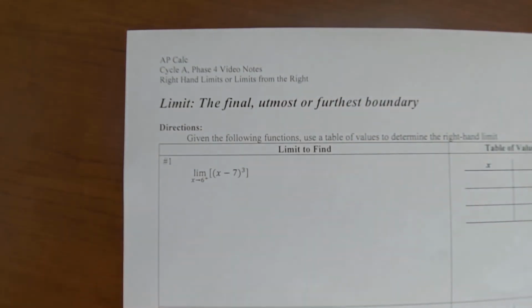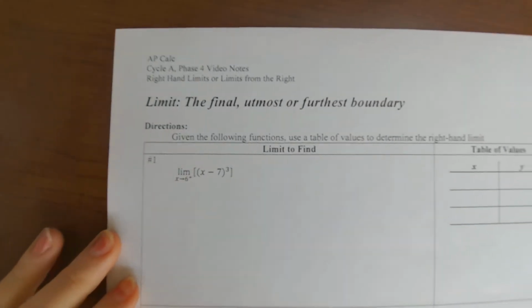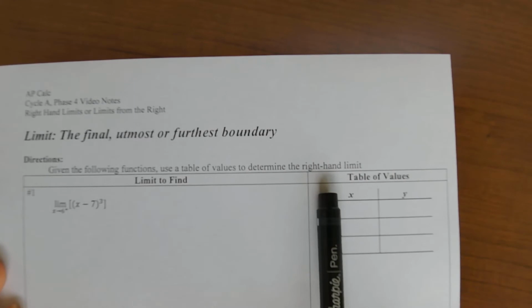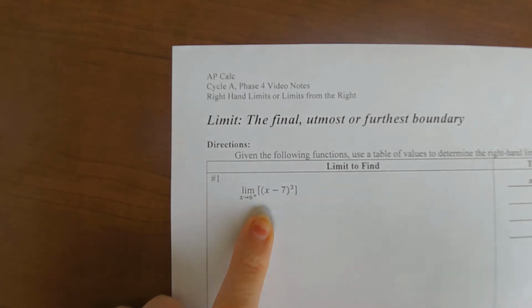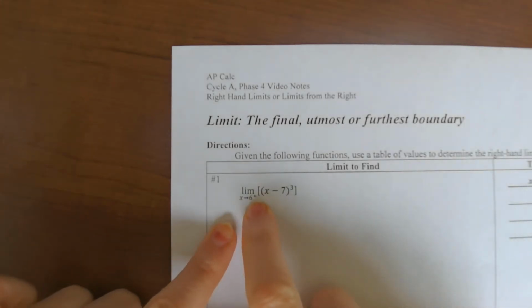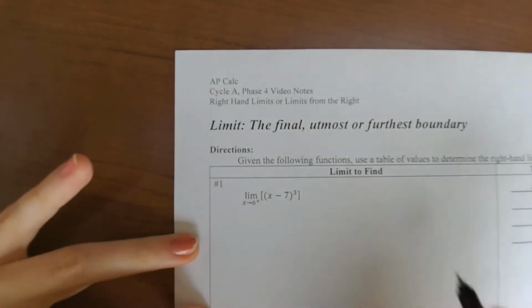Okay, hi guys. So here's phase 4. It's the same as what we've been doing, except we're going to do limits from the right. The directions are: given the following functions, use a table of values to determine the right-hand limit. So here's the function that we're working with. And for a limit from the right, you're going to see a little plus sign up there instead of a minus sign. So I want to think about values to the right of 6.